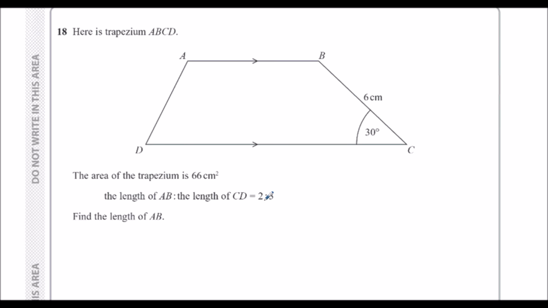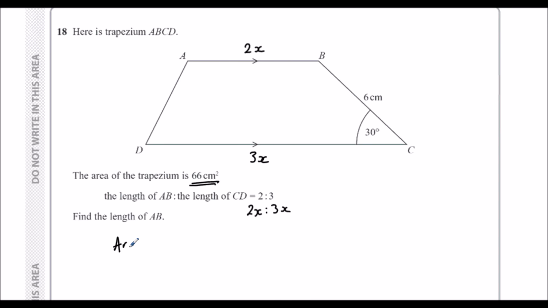So we could call them 2x and 3x. So AB is 2x, CD is 3x. We need to find the length of AB. So we're going to have to use this information we're given, the area.